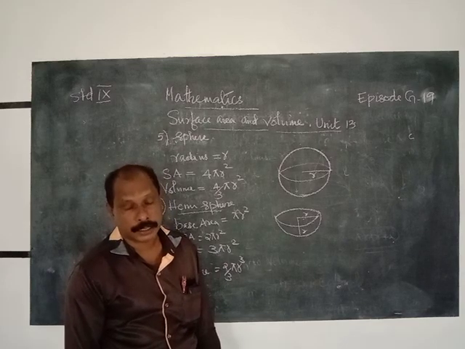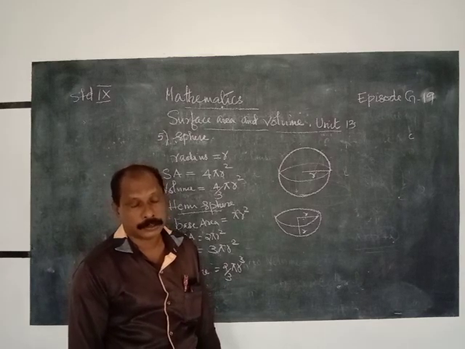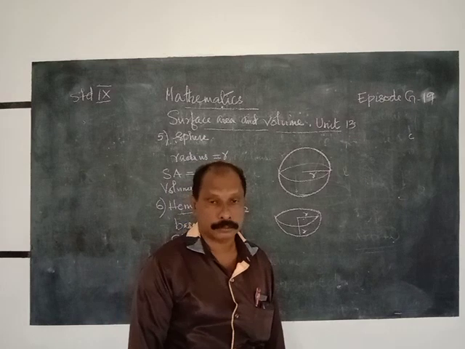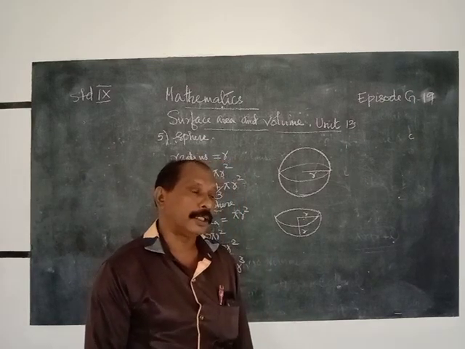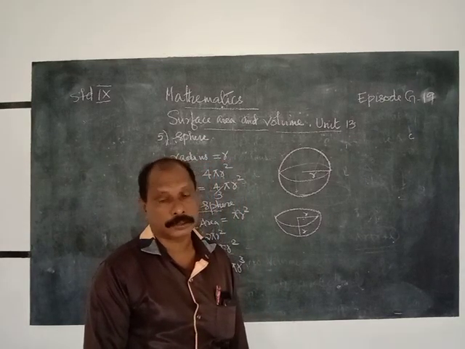Therefore, the total surface area is 2 pi r square plus 2 pi r h, which is equal to 2 pi r into (r plus h). And the volume is equal to base area into height, which is pi r square h.